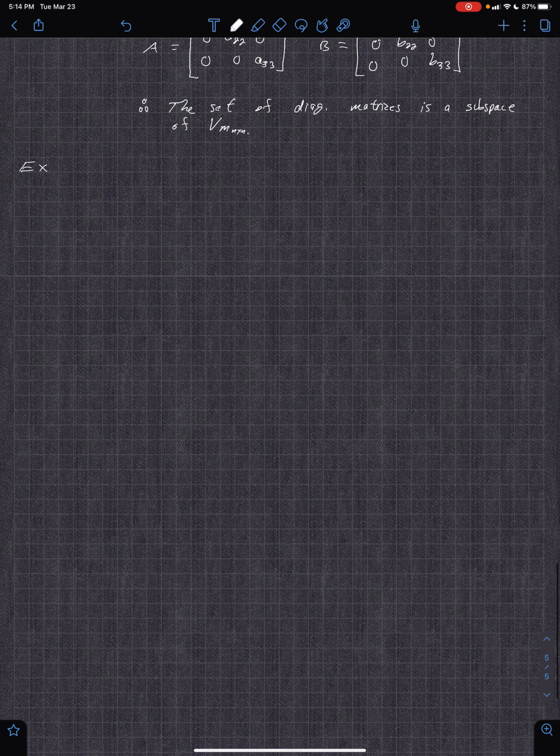So consider the set of matrices that are M by N having non-negative entries. So all the entries are non-negative. So it could be 0. You need the 0 matrix, but other than that, they're just non-negative. Is that a subspace?